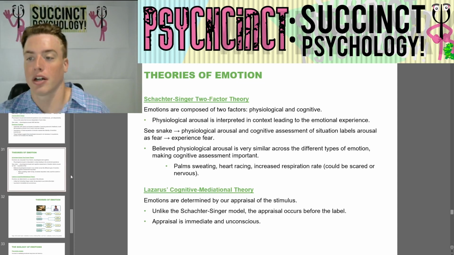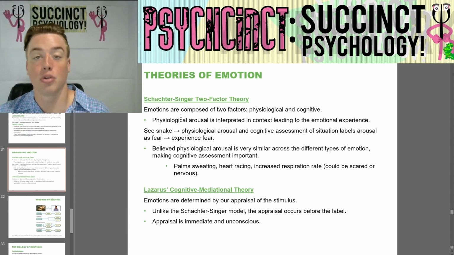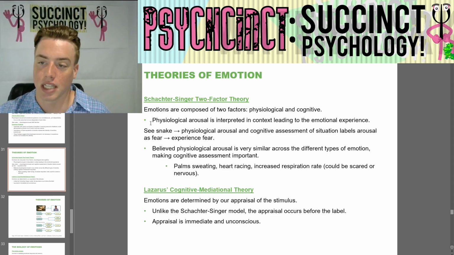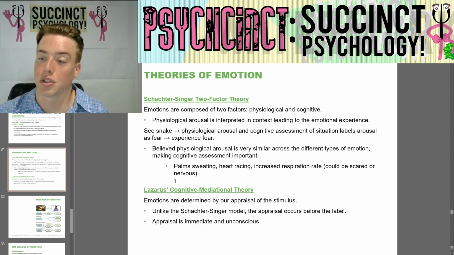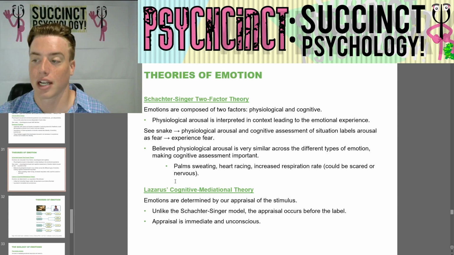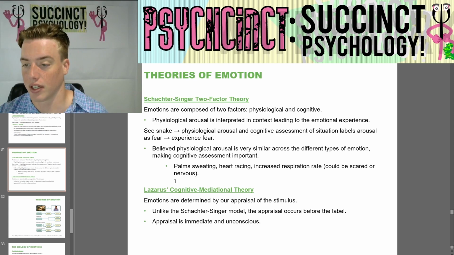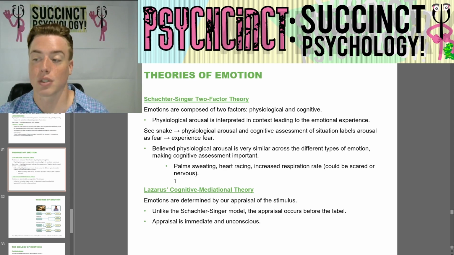Continuing on with our theories, we have the Schachter-Singer two-factor theory. It states that emotions are composed of two factors, physiological and cognitive. Physiological arousal is interpreted in context, leading to the emotional experience. So you see a snake, you have physiological arousal, and cognitive assessment of the situation labels the arousal as fear, and then you experience the fear. They believed that physiological arousal is very similar across the different types of emotion, making cognitive assessment important. So palm sweating, heart racing, increased respiration rate, you could be scared or nervous.